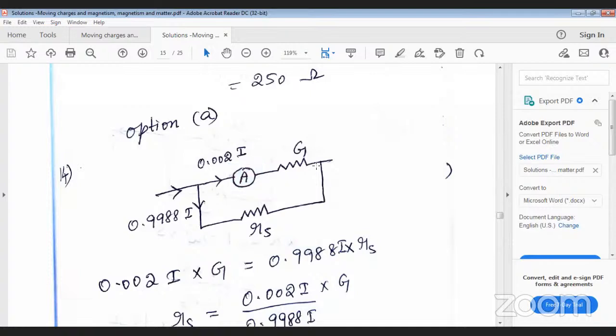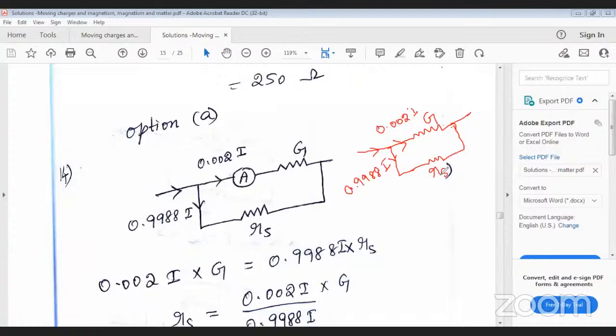Instead of this diagram, you can also draw like this, no issues. I will draw here. So here you are having this galvanometer, and here you are having the low resistance. Okay, this entire combination is the ammeter, and this is the galvanometer resistance G. Through the galvanometer, you are having 0.2% of the total current, that is 0.002 I. And through the low resistance, you are having 0.9988. The remaining current flows through the low resistance in parallel. So that is represented as RS.